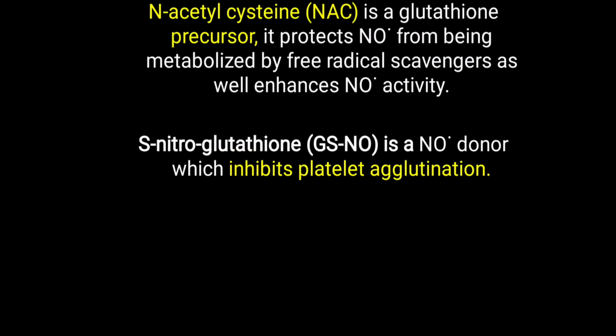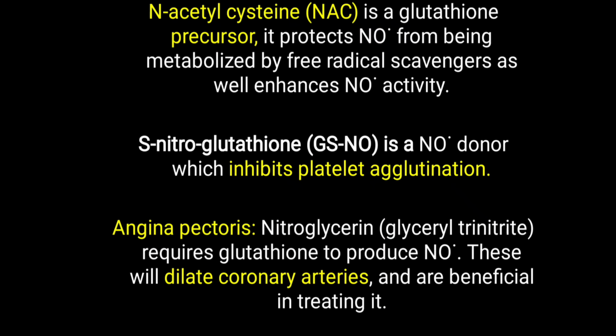Basically, S-nitrosoglutathione is a nitric oxide donor. So nitric oxide is donated with the help of the S-nitrosoglutathione molecule, which inhibits platelet agglutination. Platelet agglutination means simply that platelet aggregation will be inhibited with the help of this molecule. So S-nitrosoglutathione, a nitric oxide donor, is very helpful for inhibiting platelet agglutination. And one more thing you have to remember: N-acetylcysteine also works as a precursor of glutathione.